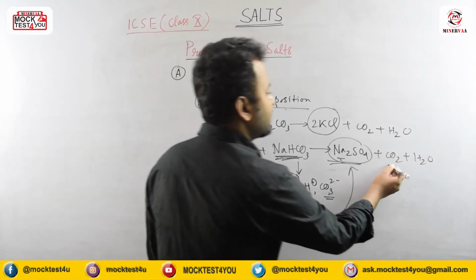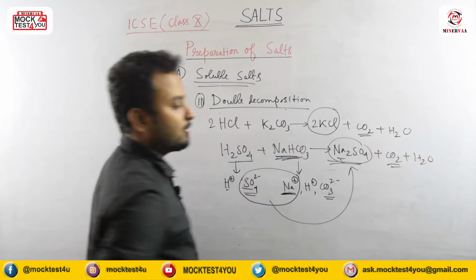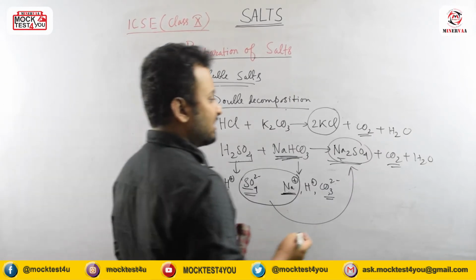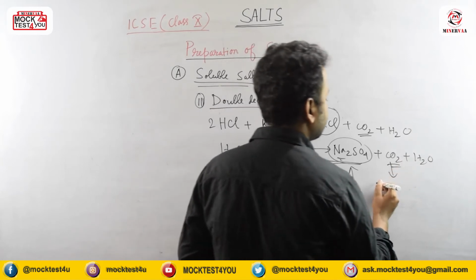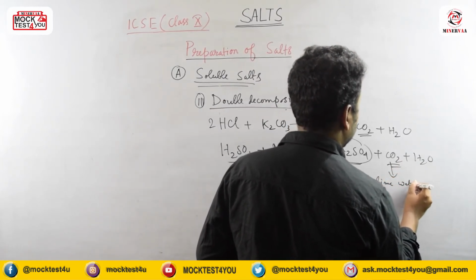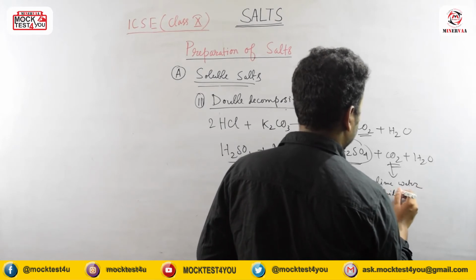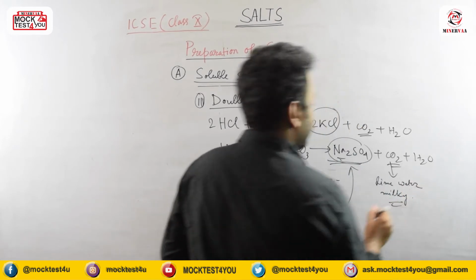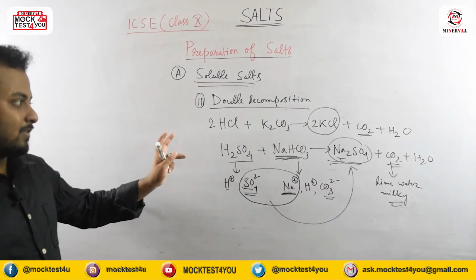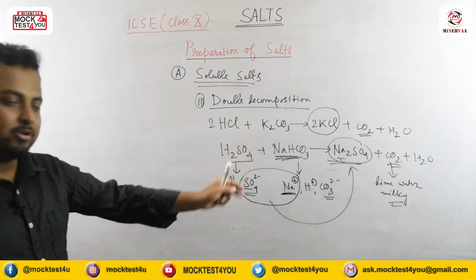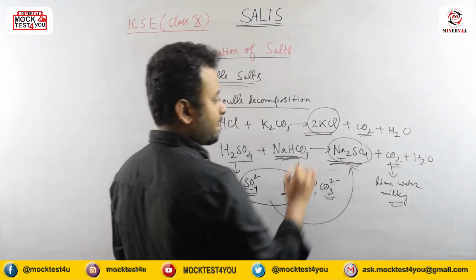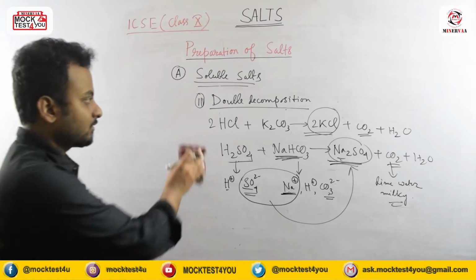And carbon dioxide is evolved. We already learned the properties of carbon dioxide in yesterday's class, that it turns lime water milky. Right, so these are the properties of the reaction of acids with carbonates and bicarbonates, by which we are getting another soluble salt, right?